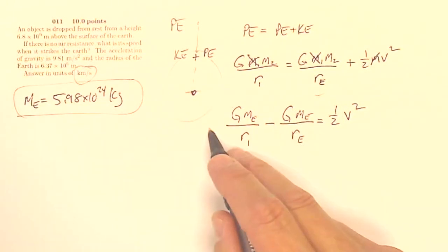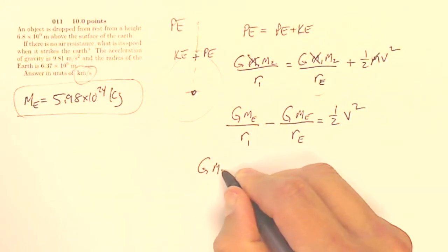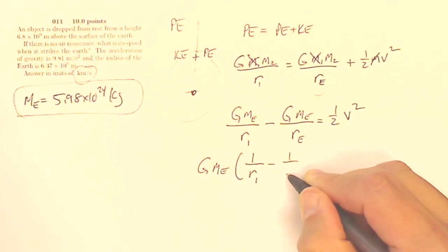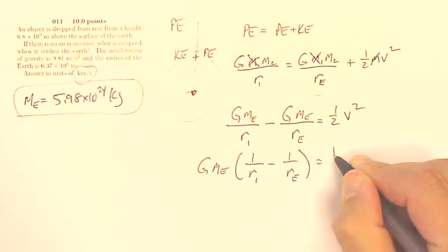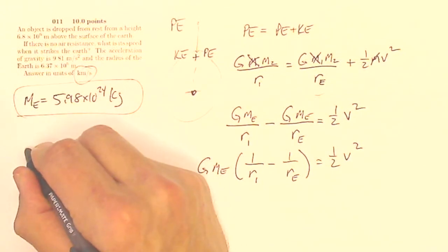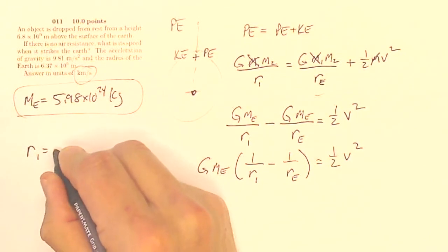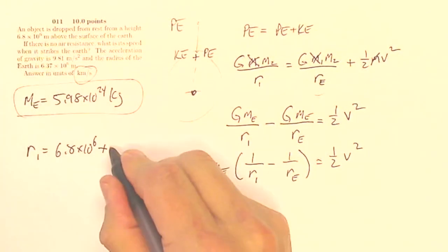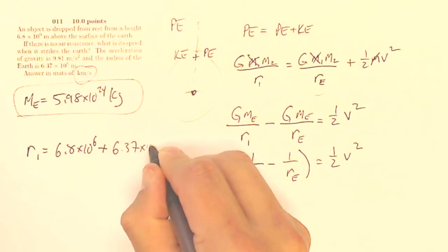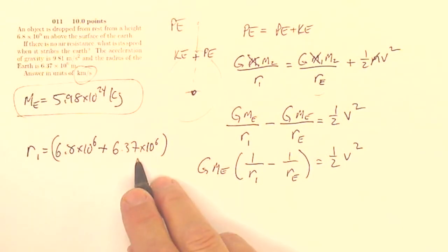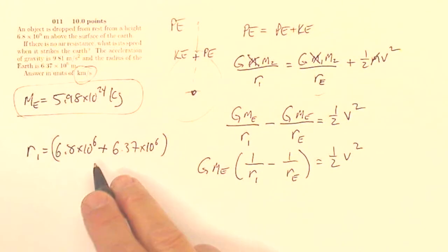Now I could be sneaky and factor this out and get G times the mass of the Earth times 1 over the height of the object initially minus 1 over the radius of the Earth equals 1/2 v squared. The initial height is going to be R1, which is my 6.8 times 10 to the 6th plus my radius of the Earth, which is 6.37 times 10 to the 6th. It's going to be that whole distance above the center of the Earth. So that's what R1 is, and the radius of the Earth is just this much. There's some more algebra you could do, but I think this would be the easiest way to do it.